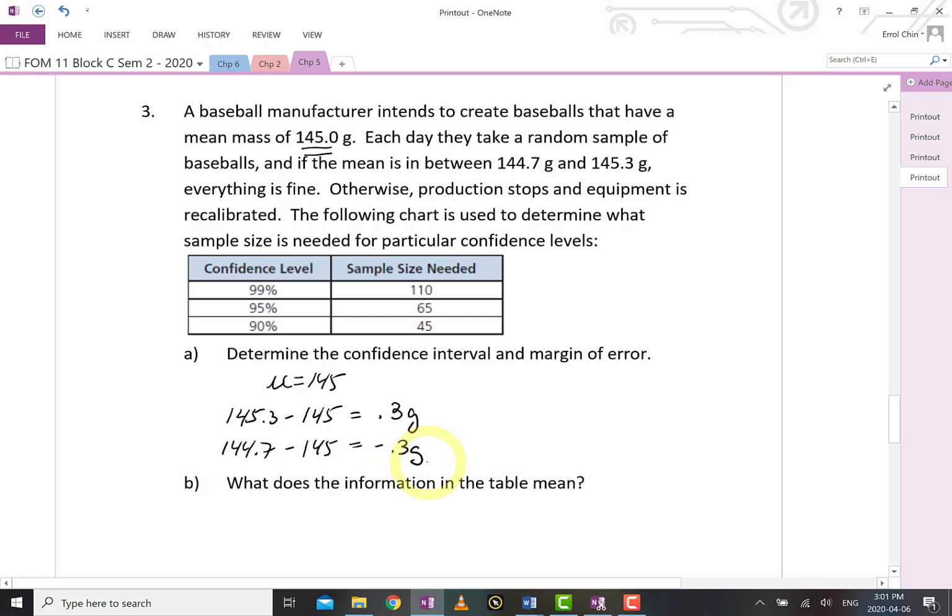So what is the margin of error? Well, the margin of error is plus or minus 0.3 grams.